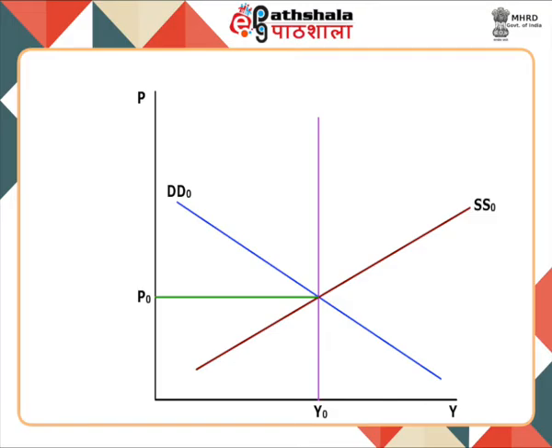As the economy is operating at full employment level, workers are in a position to bargain for a higher wage rate. The increase in wage rate would shift the supply curve to the left, and new aggregate supply curve would be SS1.